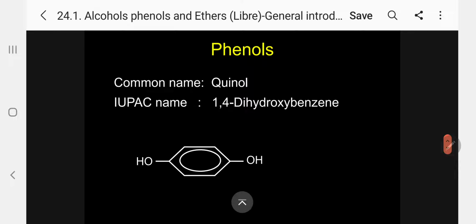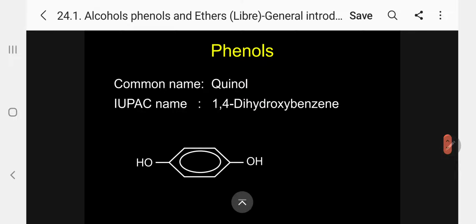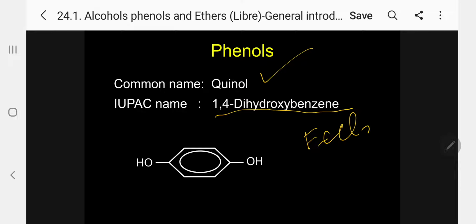The next dihydroxybenzene, common name quinol. IUPAC name 1,4-dihydroxybenzene. The interesting information here: with neutral ferric chloride, it gives blue color. Please follow. So I am giving all proof: different phenols give different colors.